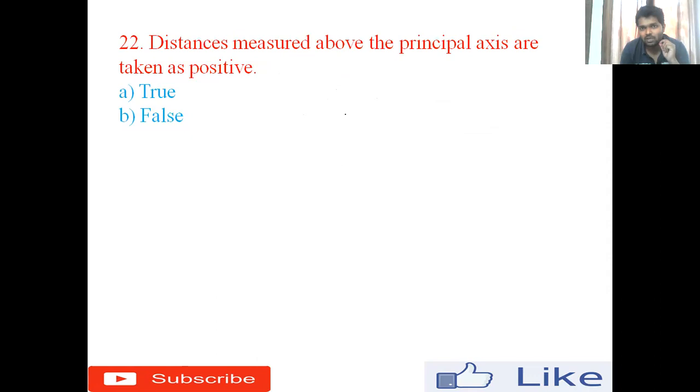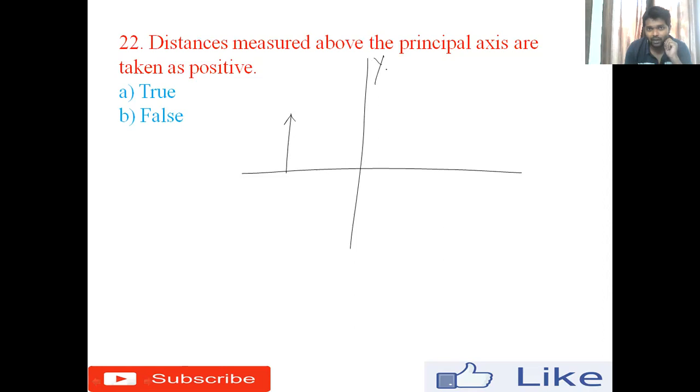22nd one: distances measured above the principal axis are taken as. Let me say this is the principal axis, and this is a normal. If you want to measure anything above the principal axis along the positive y-axis, it should be taken as positive. Let me say h naught, the height of the object AB, which is on the principal axis, we should take as positive. Anything below the principal axis, perpendicular to the principal axis, let me say the image, we should take as negative.